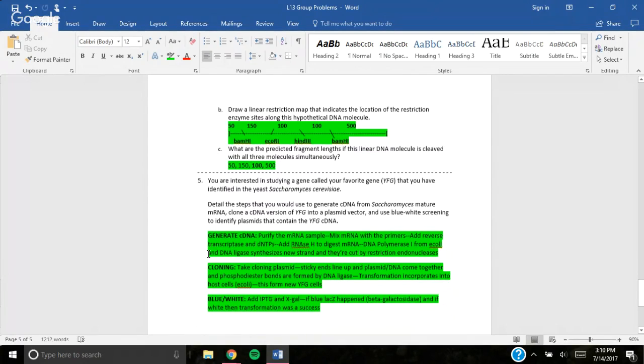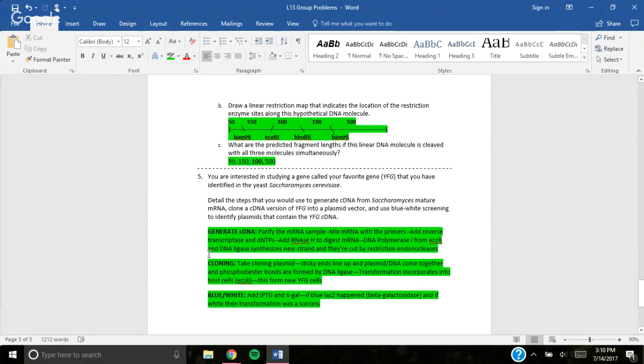So it says, you're interested in studying a gene called your favorite gene, YFG, that you have identified in the yeast Saccharomyces cerevisiae. Detail the steps that you would use to generate cDNA from Saccharomyces mature mRNA, clone a cDNA version of YFG into a plasmid vector, and use blue-white screening to identify plasmids that contain the YFG cDNA.